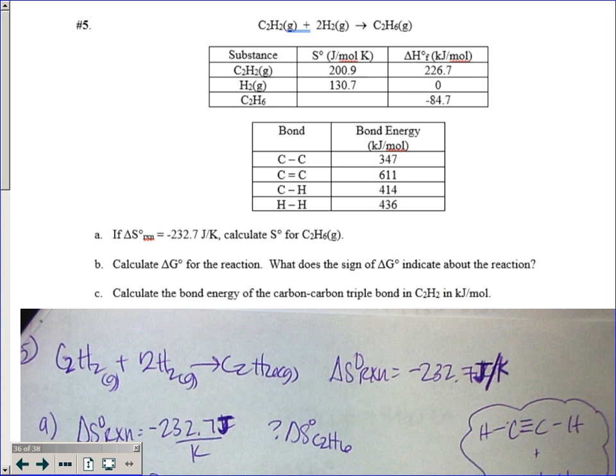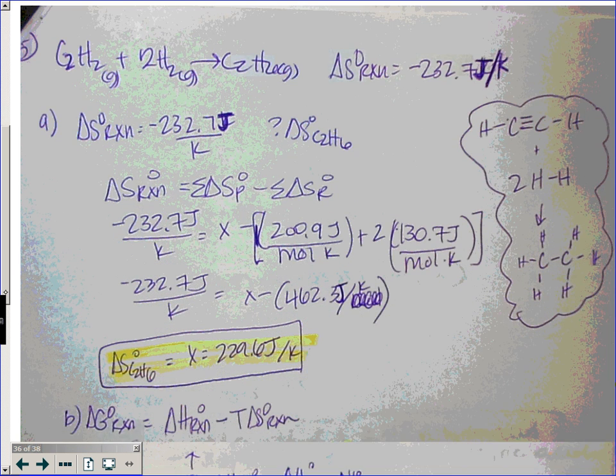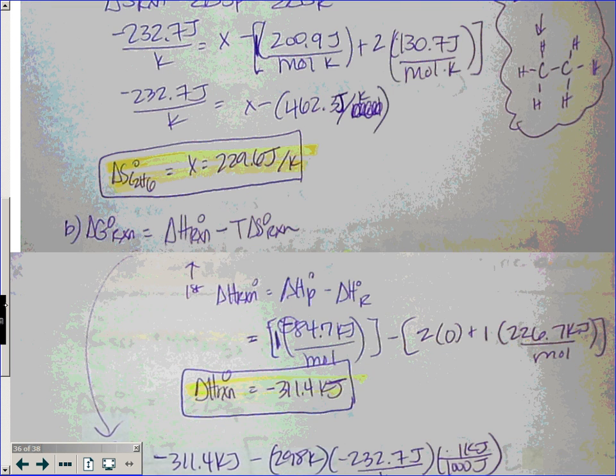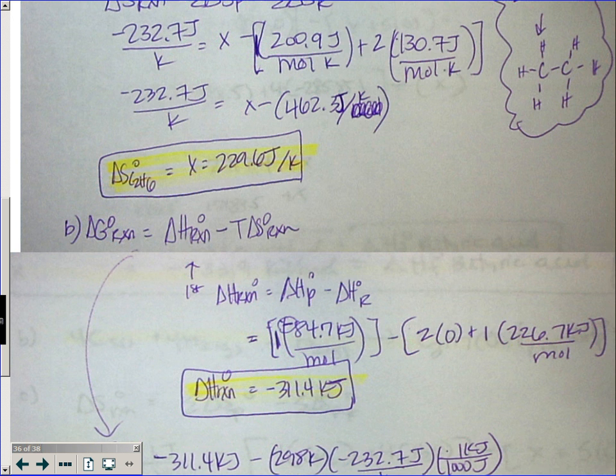What equation? Come on. S products minus S reactants, right? So you had the S total change, solve for the one product that you didn't have information for, given the two reactant values given. So you should have gotten, I keep putting delta, it's a bad habit of mine, but S of ethane is 229.6 joules per mole K.